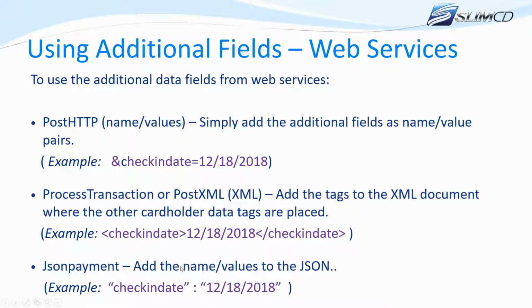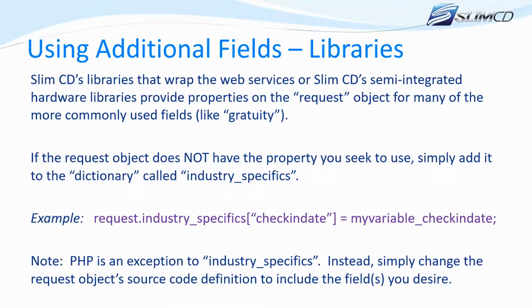And JSON, if you're calling the JSON endpoint directly, check-in date in JSON format, and again you want to JSON encode and escape the proper characters here so you don't have JSON compilation errors. But just add these fields to the regular document you're already posting, be it name value pairs, an XML document, or a JSON block. In our libraries, we do expose many of the popular fields such as gratuity and things like that, so a lot of that's going to be available.